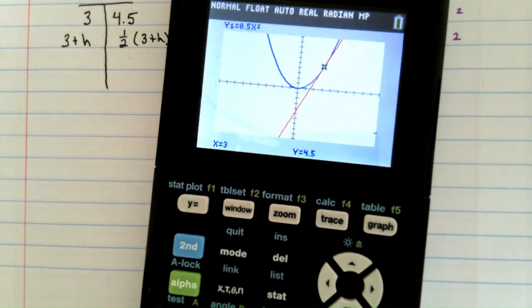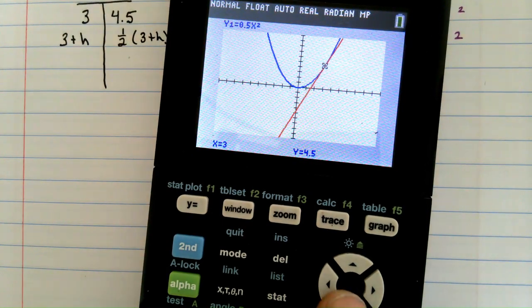So there we go. They're meeting at 3, 4.5, right? They have a point of tangency in common. And we can see that it just brushes the graph and continues on. We will eventually come up to the equation of the tangent line. We're just looking at the average rate of change and how it gets us that instantaneous rate of change.